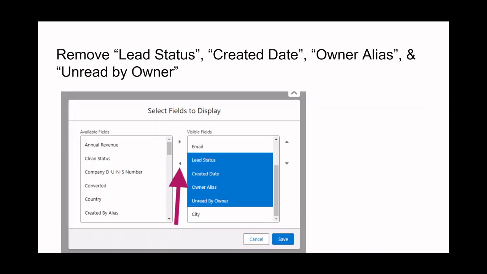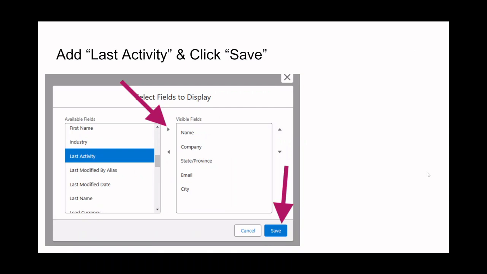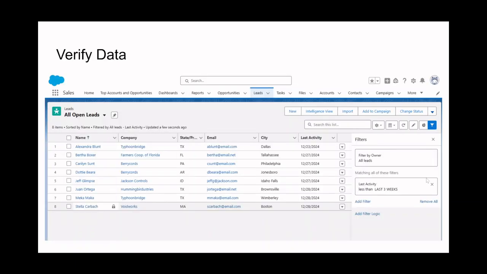This box will appear, and I want you to get rid of lead status, created date, owner alias, and unread by owner. And what you can do is go ahead and click on those. You can use your control button or your shift button to highlight multiple at a time. And then once they're highlighted, hit that left arrow. What you're going to do is move it from visible over to available. And then I want you to go find on the available fields, you find last activity, hit the right arrow to bring it over to visible fields, and then go ahead and hit save. And now, once you have that, you've simplified it to where you just have name, company, state, email, city, and last activity. And you'll see this last activity is less than 3 weeks ago.